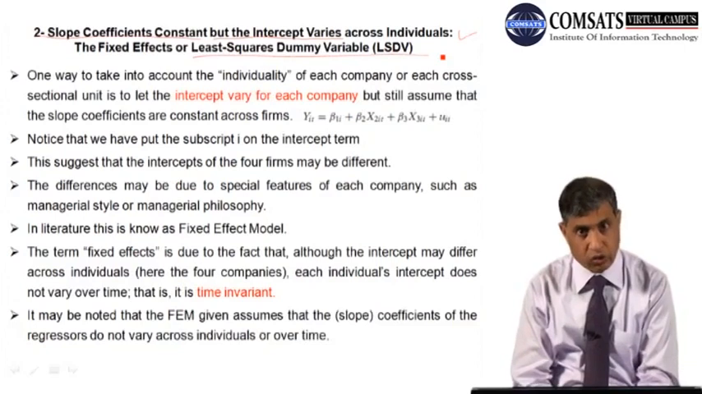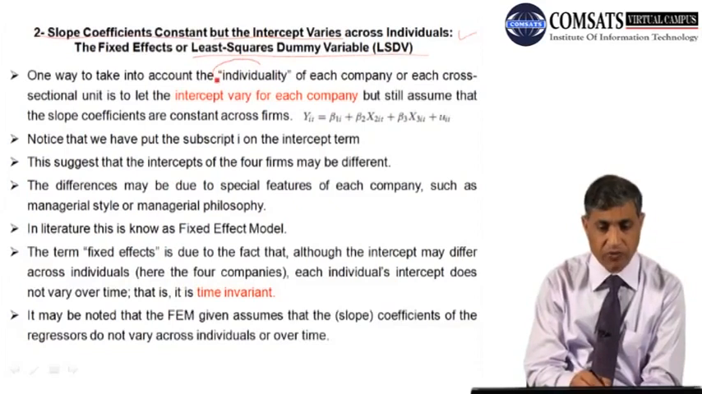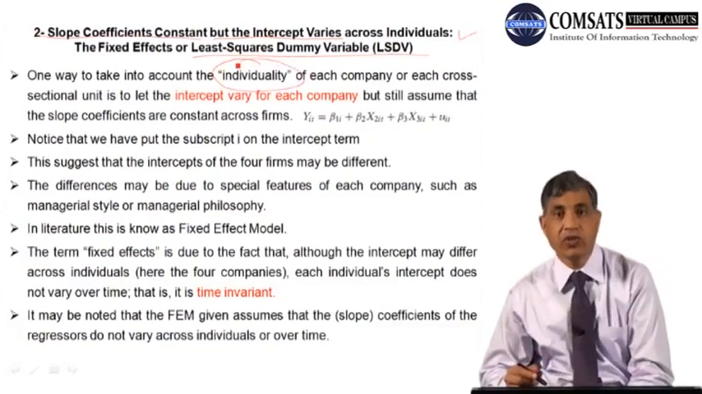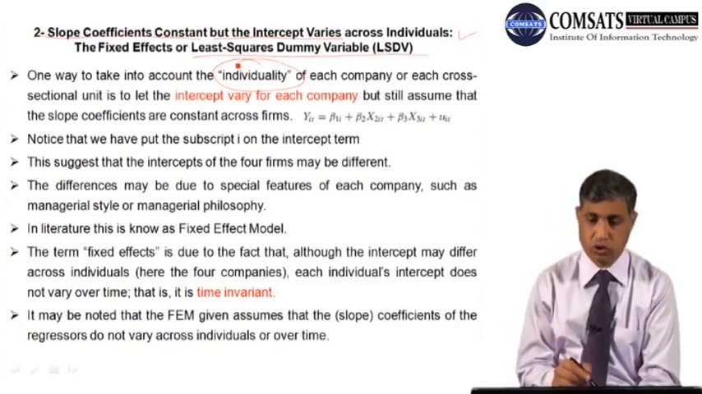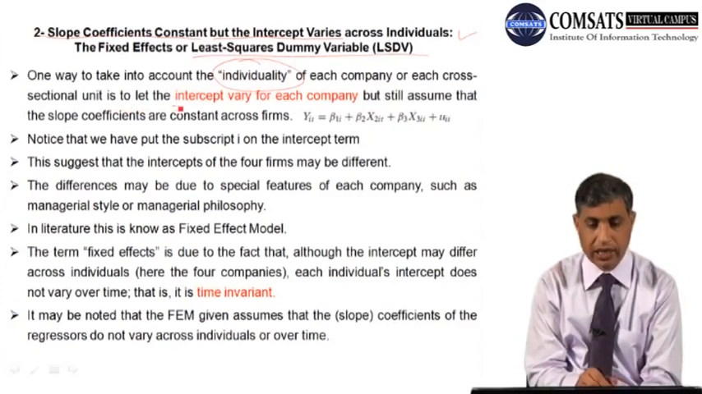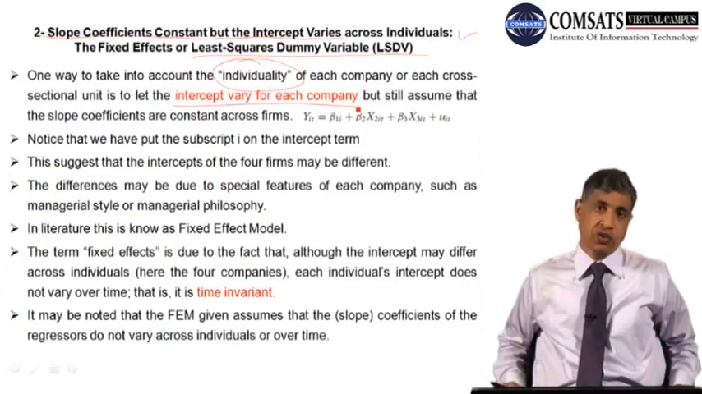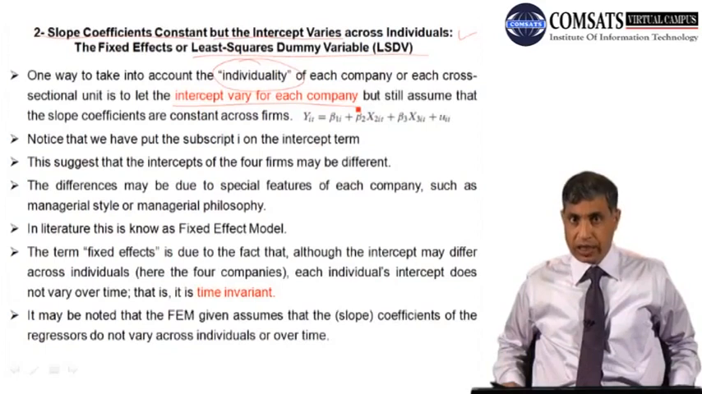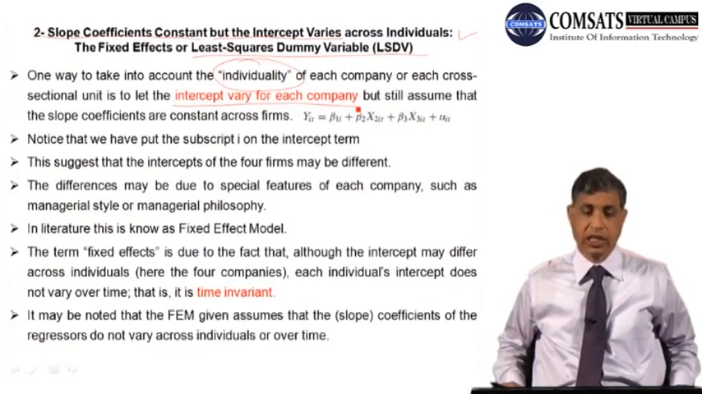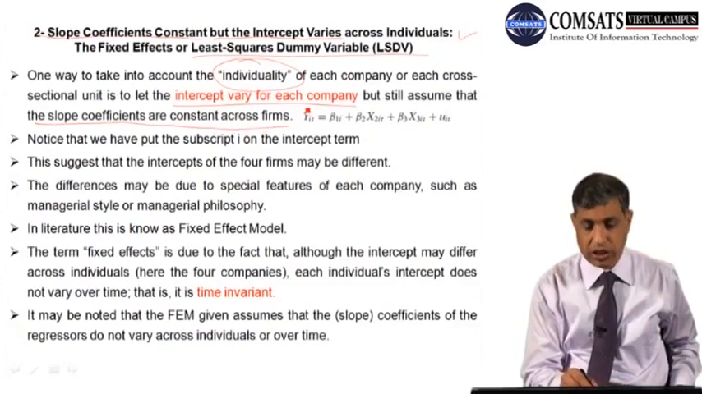So how to introduce these dummies? One way to take into account the individuality: we are allowing the individual effect of each firm to be captured. The way for each cross-sectional unit is to let the intercept vary for each company. Now as we have become flexible, we are allowing the intercept to change across units. We allow the intercept to vary for each company, but still assume that the slope coefficients are constant across firms. So this is the situation of the model.